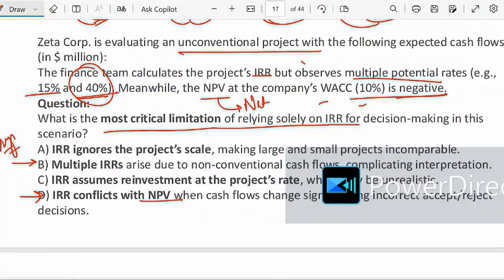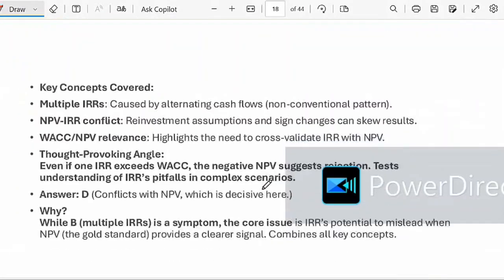Right? So in the upcoming session, we will discuss how to find the net present value of a case, because this is super important, right? So I hope the limitation is clear to you. This is the point: multiple IRR is the symptom. The core issue is IRR's potential to mislead, right? So that is the point.